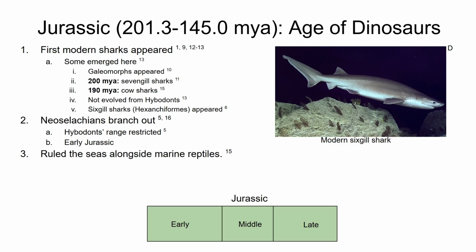Did Neoselachians branch out? How much was the hybodonts' range restricted? In the early Jurassic, what species around today appeared? Did they thrive alongside large marine reptiles?